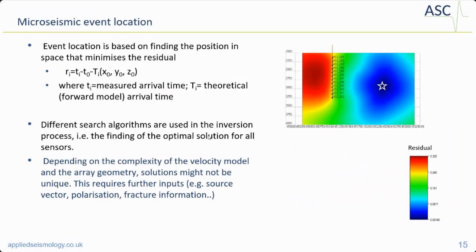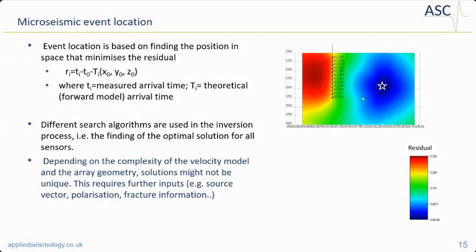But how does InSite compute, find our location? Well, it's basically optimizing the position in space that will minimize the difference between theoretical and observed travel times. In the full version, it's not only travel times, it's also comparing orientation, source vector, the vibration of our P or S wave. But yeah, the grid search works like this.